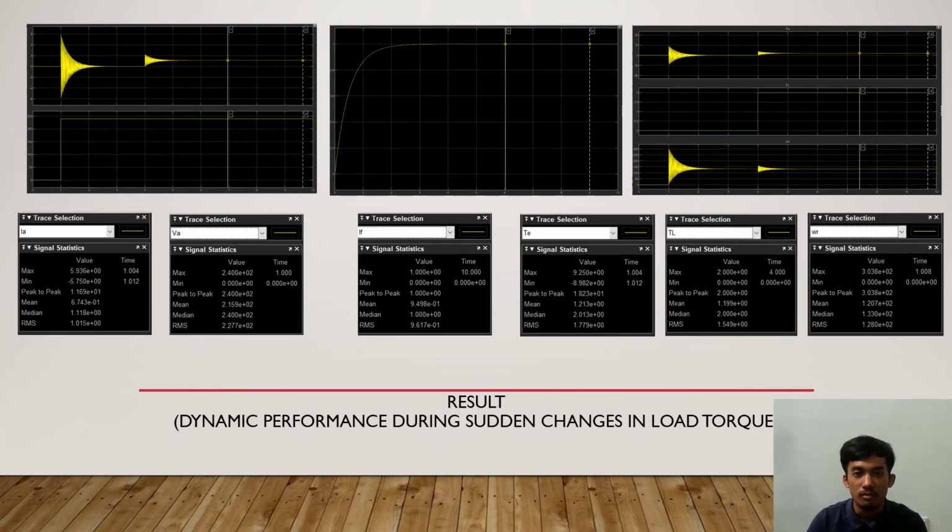As for dynamic performance during sudden changes in torque, the analysis shows an increasing value of IA and TE after 4 seconds. This is due to the increasing value of load torque, which is TL, from 0 Nm to 2 Nm when it reaches 4 seconds. Thus, the value of IA increased, which then increased the value of TE. As for the rotor speed, omega m, its value was still the same as the previous condition during starting, which is at 133 radian per second. This is because both conditions have the same value of armature voltage, which is 240 volt.